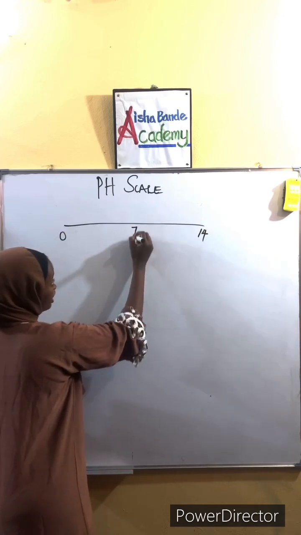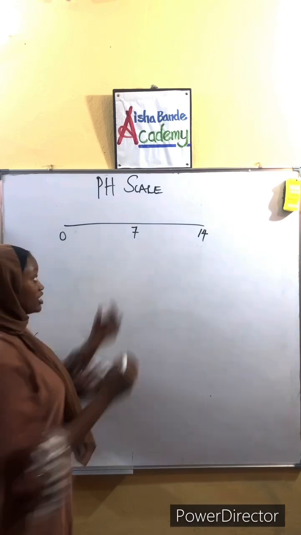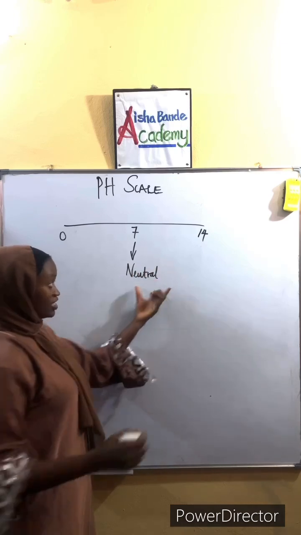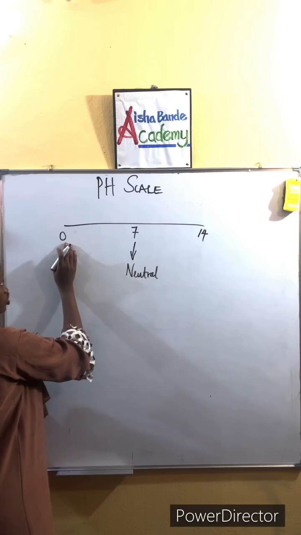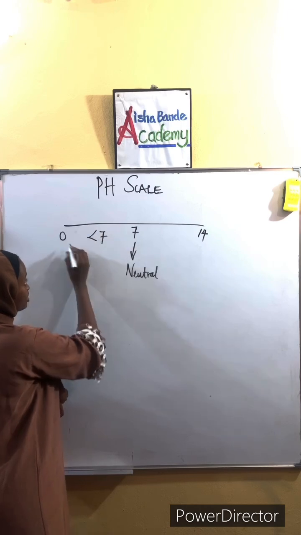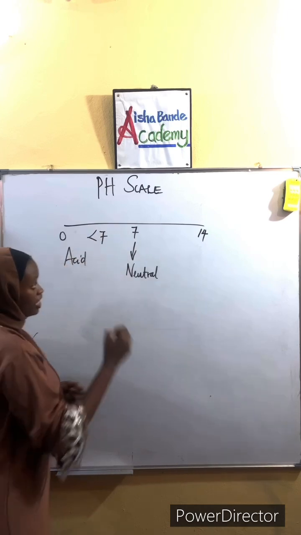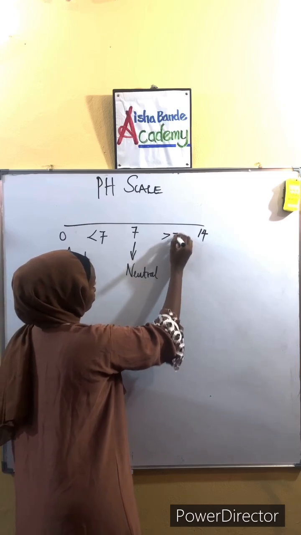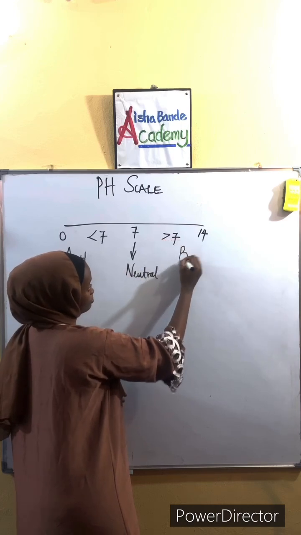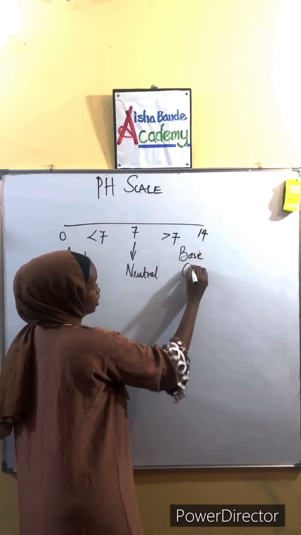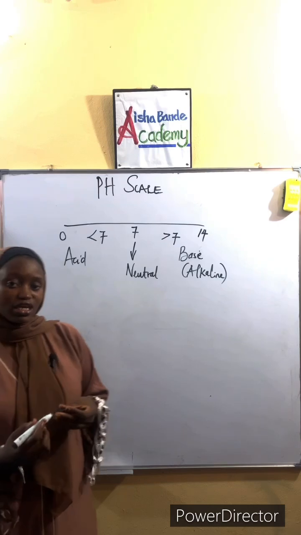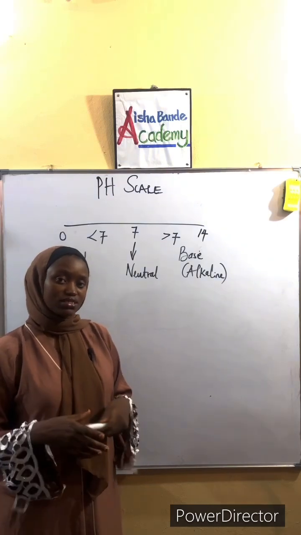At 7, which is the middle, we call it the neutral point. Any number between 0 and 7, that is any number less than 7, we call acid. And any number greater than 7 is basic. We either call it base or alkaline. This pH scale is under a topic in chemistry known as acids, bases, and salts.